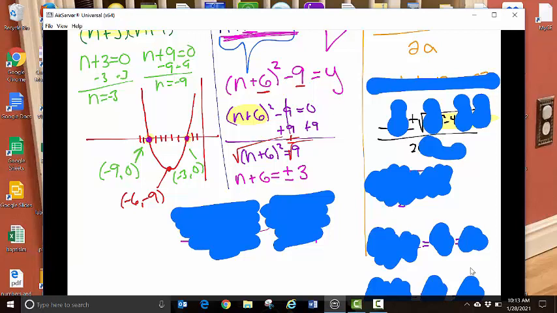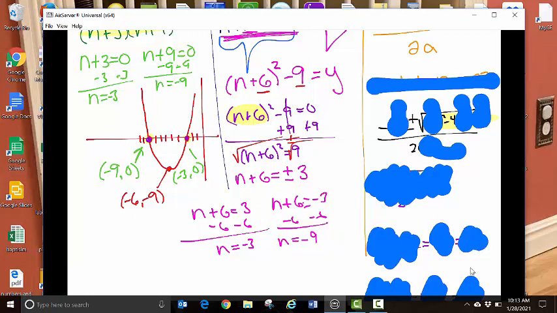We have 2 full equations. We have n plus 6 equals 3 and n plus 6 equals negative 3, both of which I solved. So here's the plus version. Here's the minus version, both of which I solved, and sure enough, I got the same answers, -3 and -9.